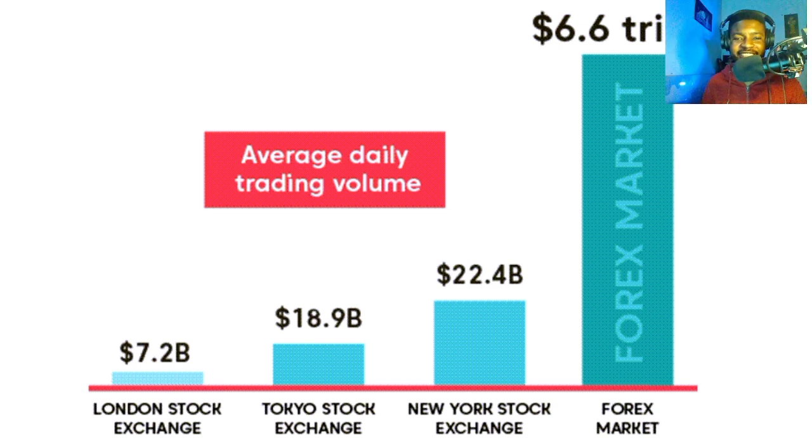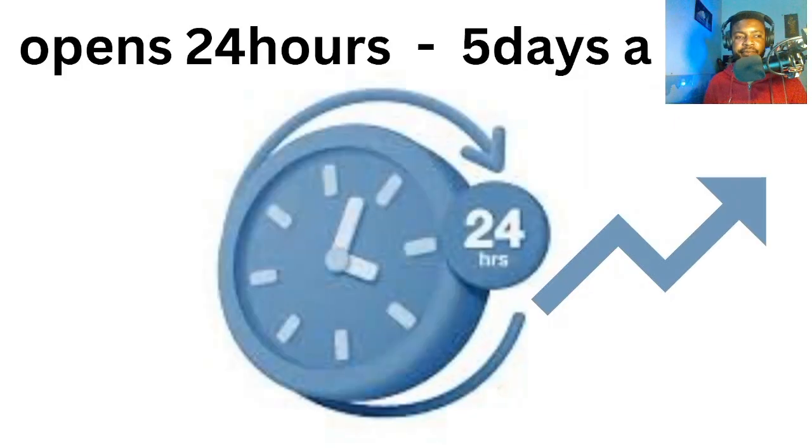So 6.6 trillion is what the Forex market is giving. Sorry if you cannot see it very well. Now, the market is open 24 hours every day, 5 days a week. So you close your trade on Friday evening to resume your trade on Sunday night. So that is how I do my trading.